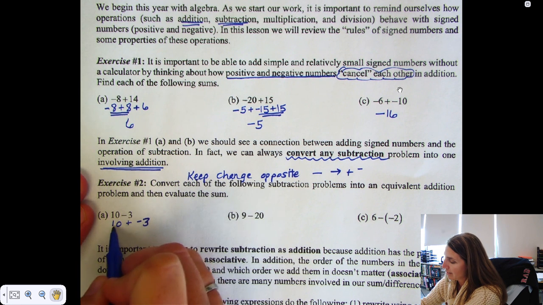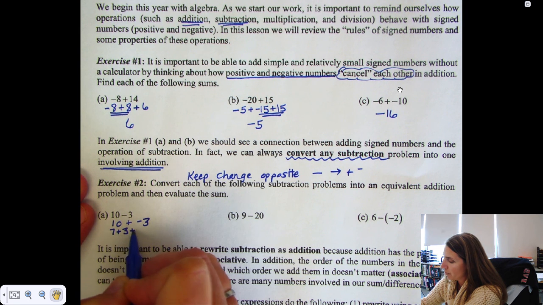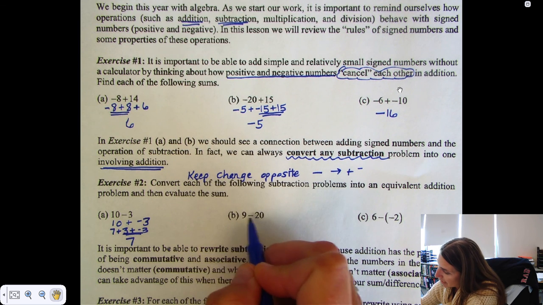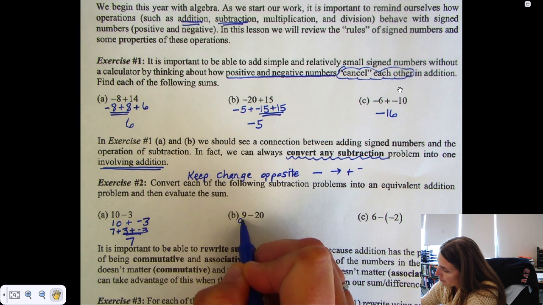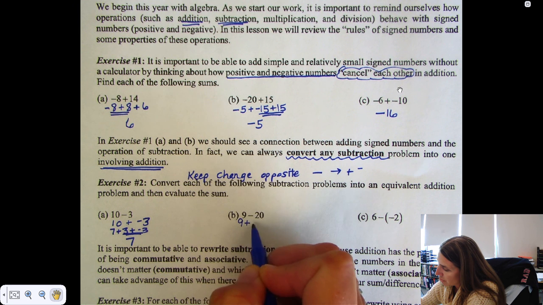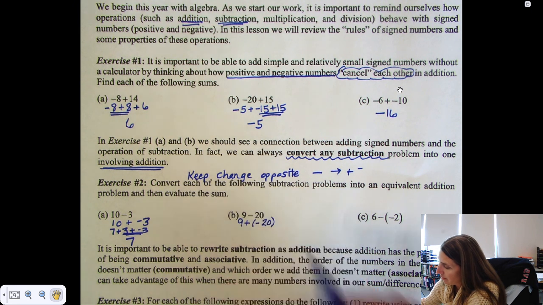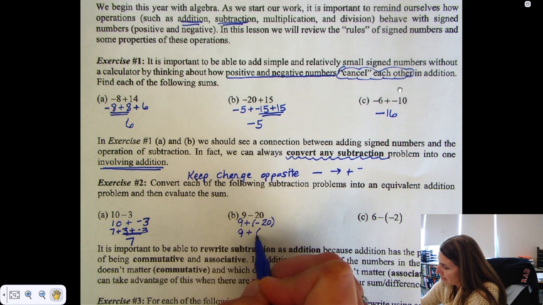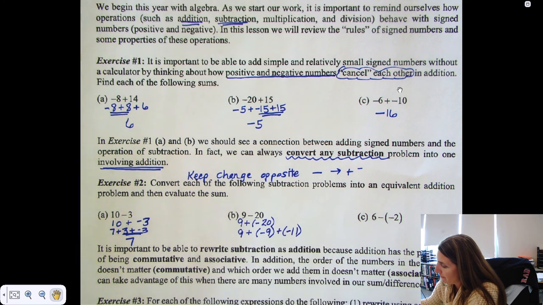And again, 10 can be pulled apart, thinking in your head, 7 plus 3 plus negative 3. This cancels, and I'm left with positive 7. Changing 9 minus 20: keep the 9, change subtraction to addition. The opposite of 20 is a negative 20. So again, pulling this apart, 9 plus negative 9, let's see, 20 minus 9, I'm going to have negative 11 left. So negative 11 is my final answer.